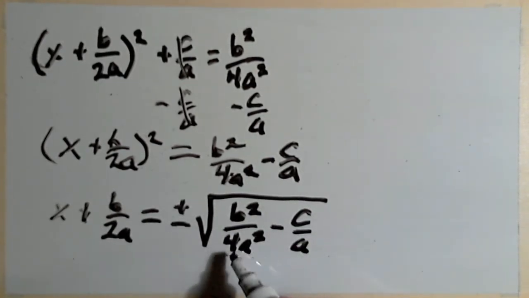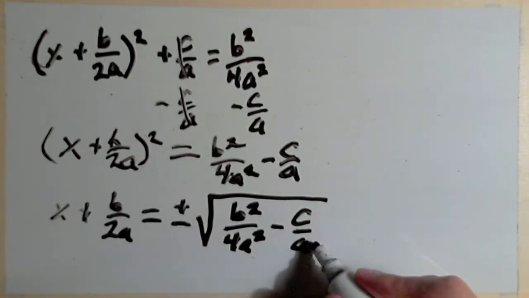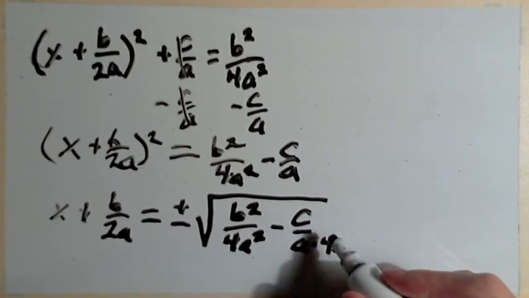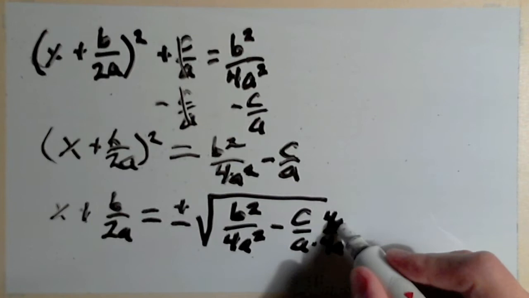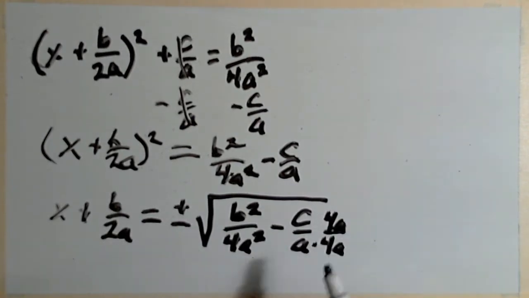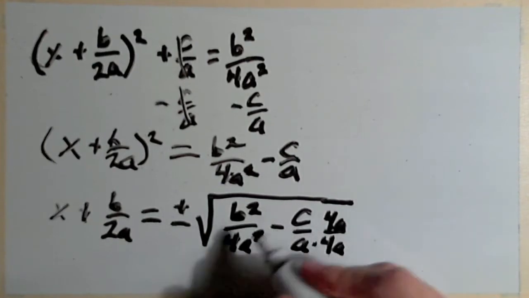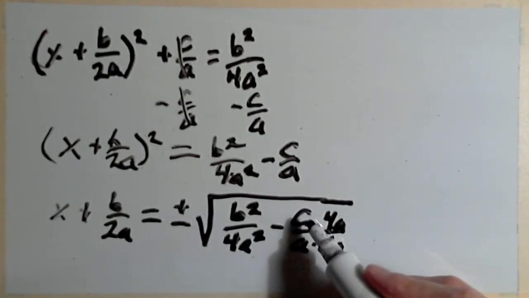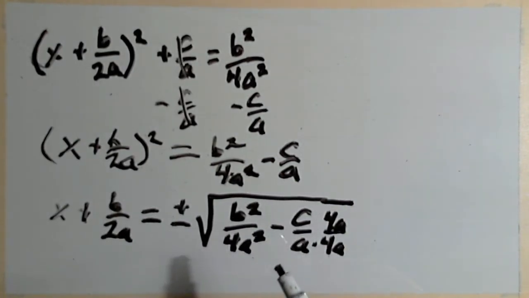In order to do that, we need to make the denominator of both pieces the same. So we have an a here. So what we'll need to do is multiply by 4a. But we can't just multiply by 4a, we also need a 4a up here. We're multiplying by 1. So then, this piece in here would be 4ac over 4a squared. Then we'll be able to combine this into one piece. So let's go ahead and do that.